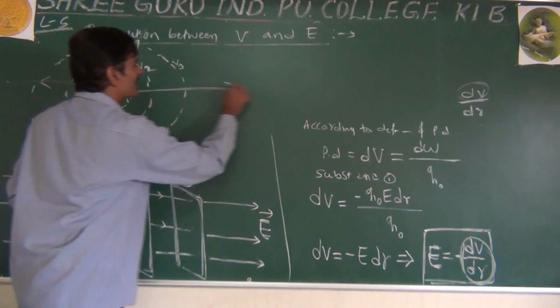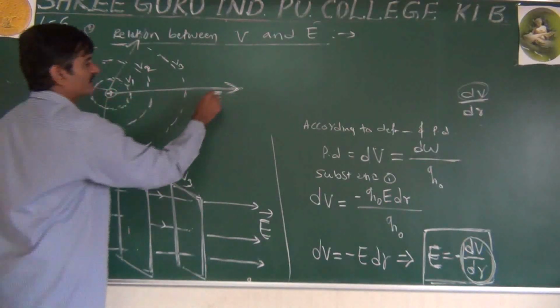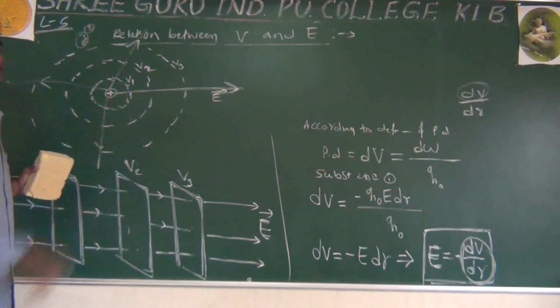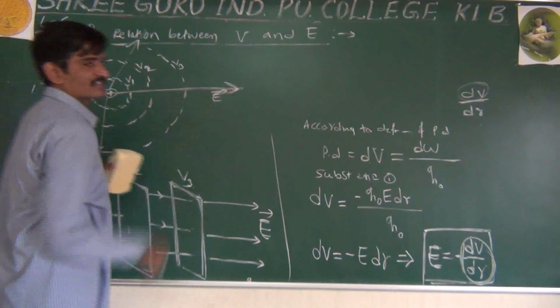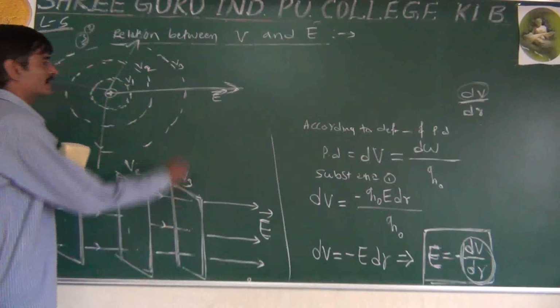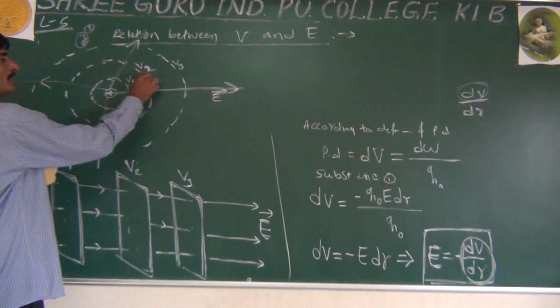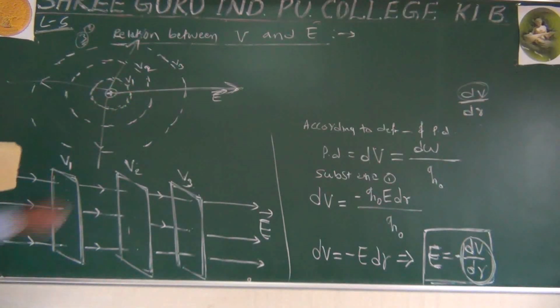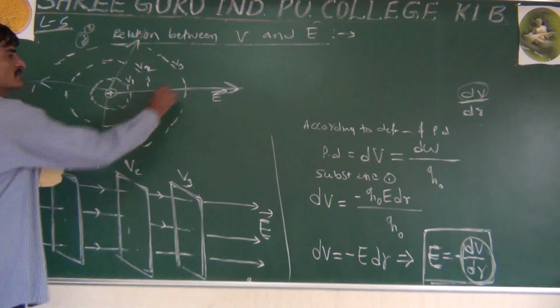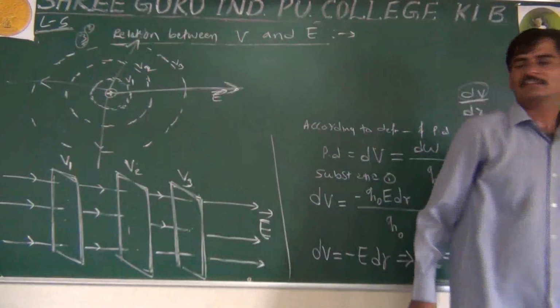See the direction of the electric field. The direction of the electric field due to a positive charge is outward. So this is the direction of the electric field, and electric potential decreases in the direction of electric field. So this is less potential. V3 is less compared to V2, and V1 is more. V1 has more potential compared to V2 and V3. Understood? That is by using this negative sign only.